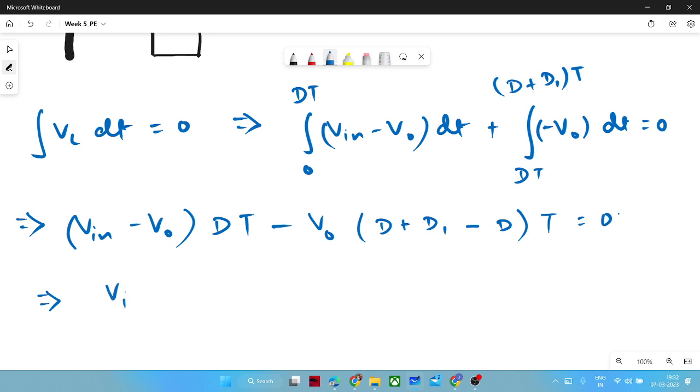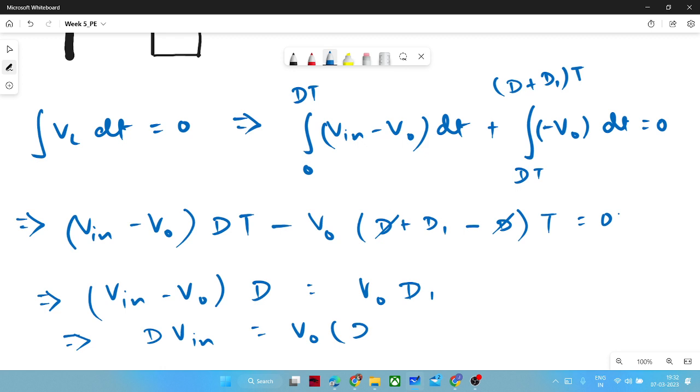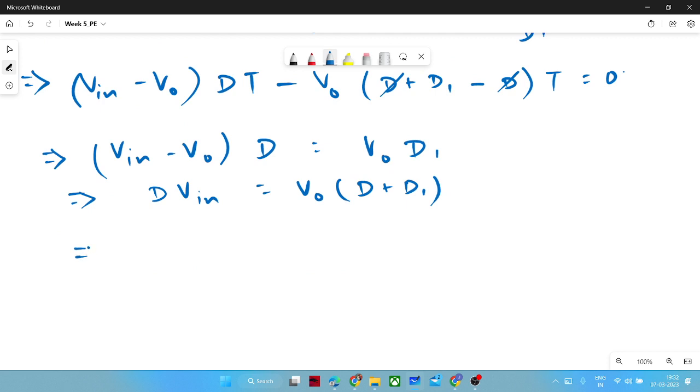That will be equal to V in into d is equal to V naught d, and V naught d will be cancelled out, so V naught into d1, plus V naught into d. So d V in is equal to V naught (D plus D1). The ratio will be V naught by V in equals D by D plus D1.